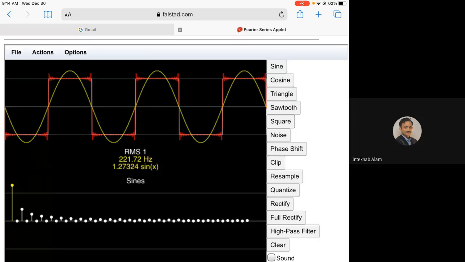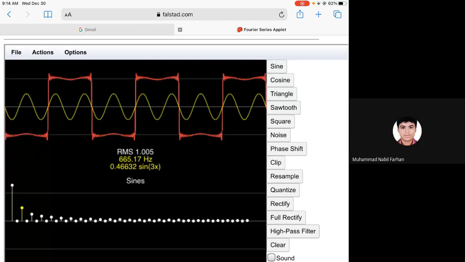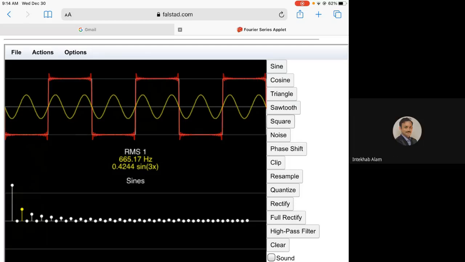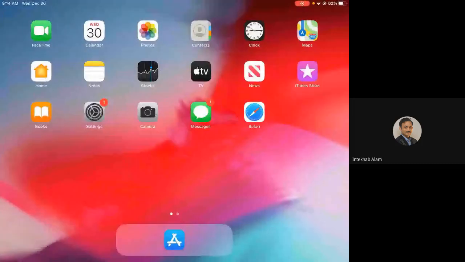If you click the third one, it will be 0.4244. Is it okay? The third one is actually 0.4244. So if we want to find the distortion factor, what will be the value?